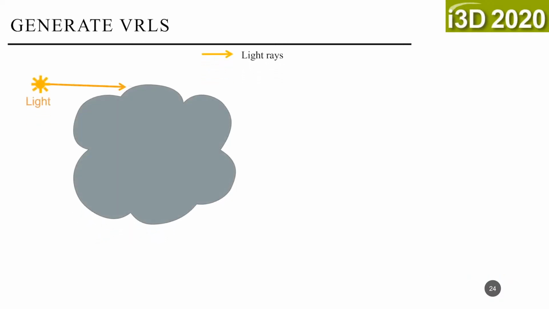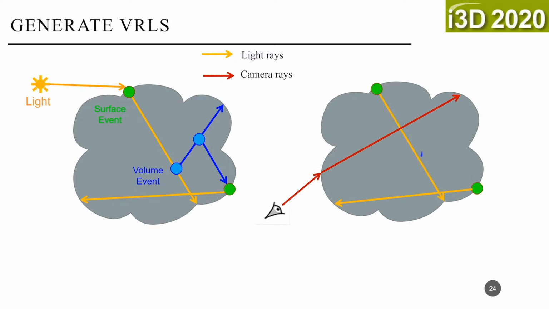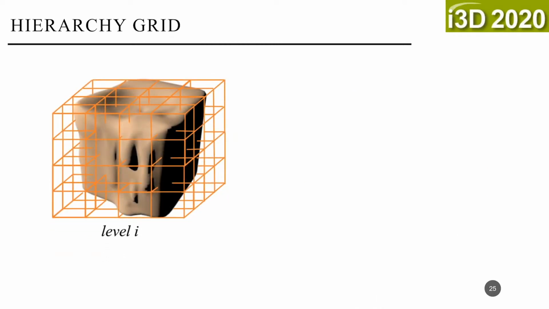The light source emits virtual rays into the participating medium. These rays will be scattered or absorbed. The orange lines are reflected by boundaries, and the blue lines are created by scattering. In the actual generation, we only need to store the orange lines and omit the blue ones, because their radiance for the camera is included in the segment table. Then, we organize all generated VRLs into a uniform grid.